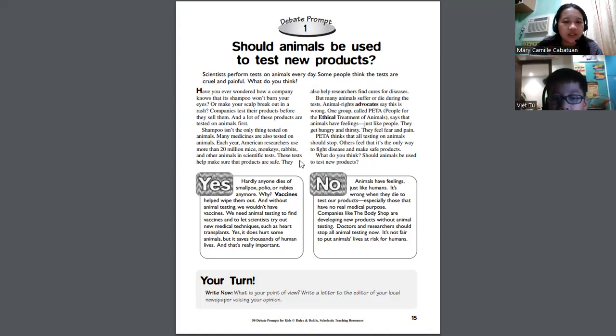Have you ever wondered how a company knows that its shampoo won't burn your eyes or make your scalp break out in a rash? Companies test their products before they sell them, and a lot of these products are tested on animals first. Shampoo isn't the only thing tested on animals. Each year, American researchers use more than 20 million mice, monkeys, rabbits, and other animals in scientific tests.